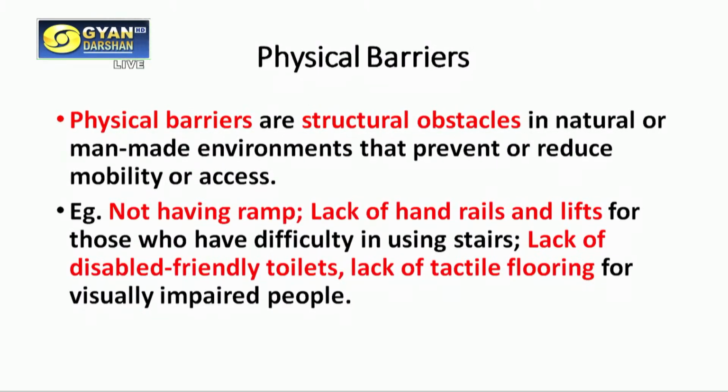If you go to a public place, you go to a bank, an office, a school, and there are steep steps, a person with disability who is a wheelchair user would not be able to negotiate this. And if there is no ramp available, they will not be able to access that space. There may be a lack of handrails or lifts for those who have difficulty in using stairs. One very important thing is a lack of disabled-friendly toilets. Very often toilets are extremely inaccessible for persons with disabilities. The flooring may not be suitable for persons who may be using a cane or may have difficulty in walking.